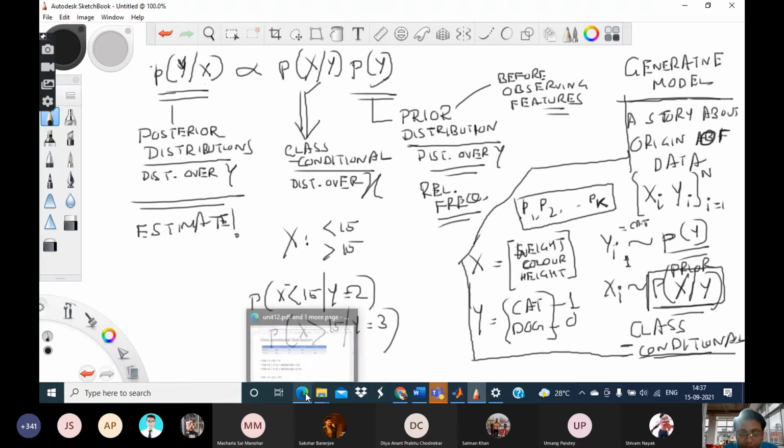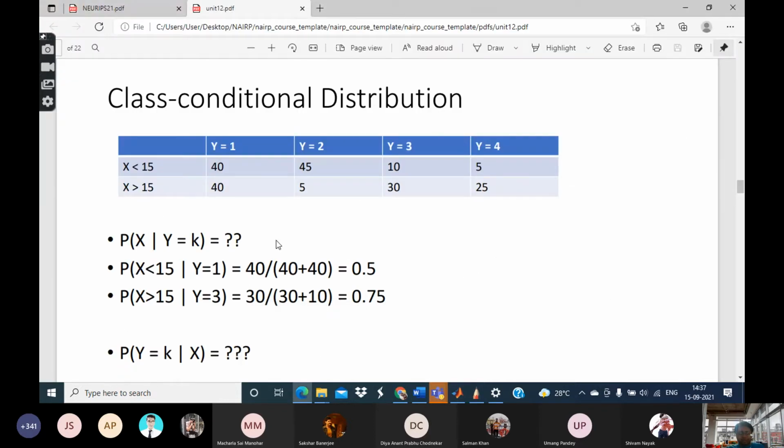That again we can achieve with the help of relative frequencies. Like here, how many examples are there with y equal to 1? 80. 40 here and 40 here. So a total of 80 of them have y equal to 1. Out of them, only 40 satisfy the criterion x is less than 15. So this probability, calculated according to relative frequencies, is nothing but 40 by 40 plus 40, which is half.